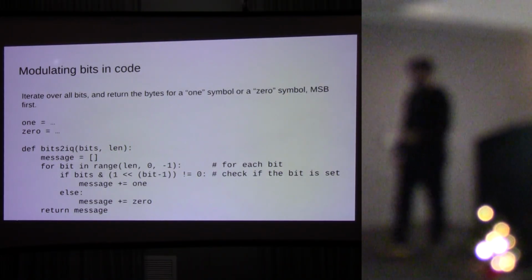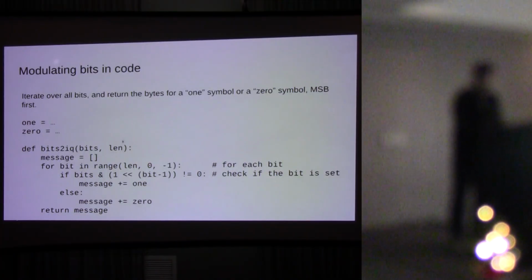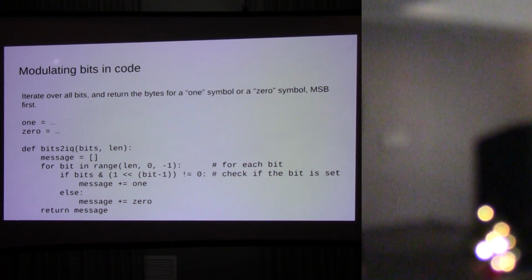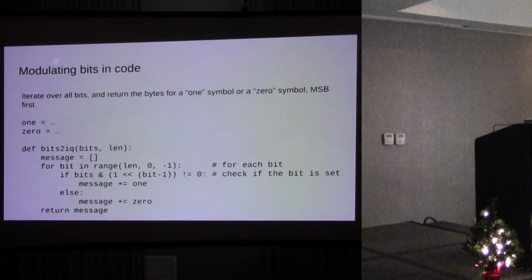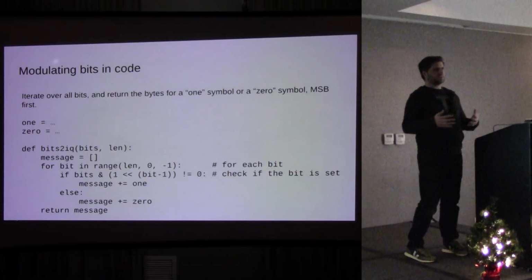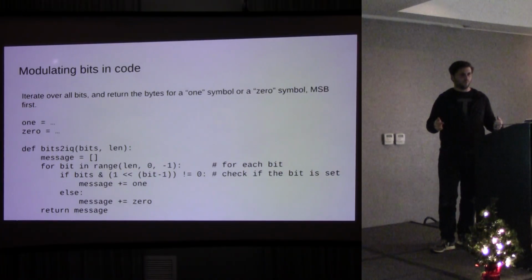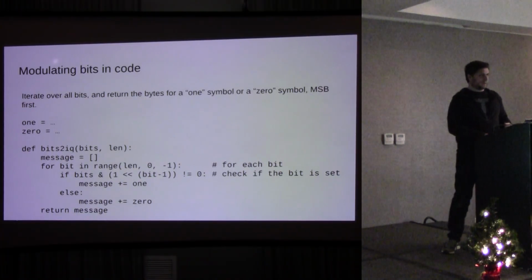So we write a quick helper here, the bits to IQ helper. What this does is it accepts a number in the form of bits and a length in the form of number of bits to be sent. It'll go through, most significant bit first, and check to see if each bit is set. If it is, it's going to append the 1 samples to the output list. Otherwise, if it's not set, then we'll append the 0 samples to the message and then return the whole message. So basically what we're doing here is we're accepting some set of bits in, converting that into a list of samples at the sample rate of our choosing, and then returning them.